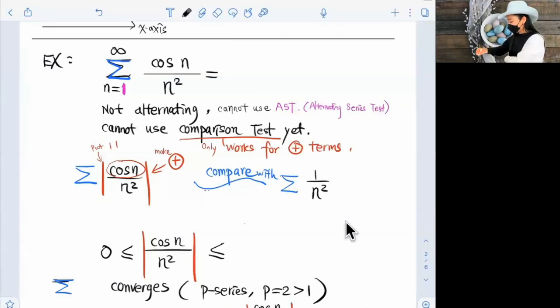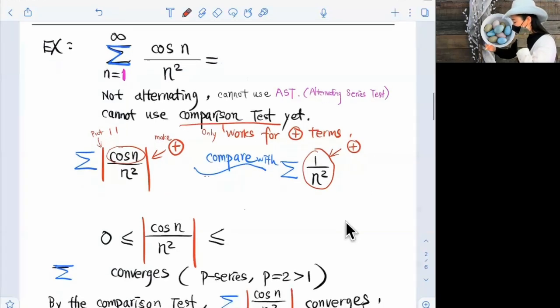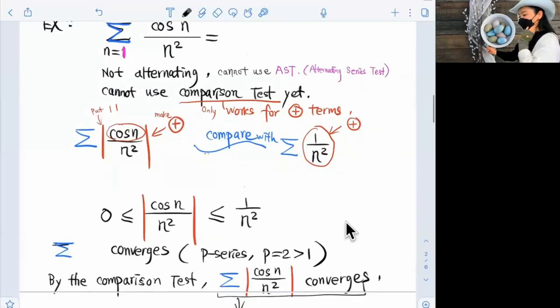Okay. Now both series here have positive terms, right? Okay. Which one's bigger? This one, or this one? Which one is the one above? This one? This one bigger? Yeah, it's bigger. Because cosine is always less than or equal to 1, right? So this is bigger, right? This is the bigger one.